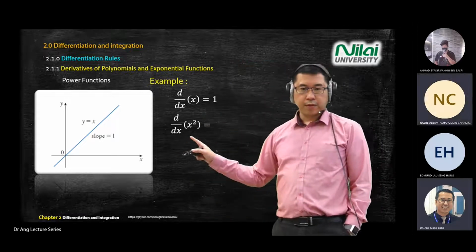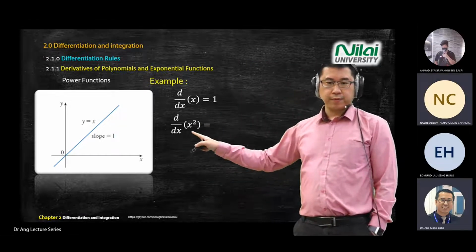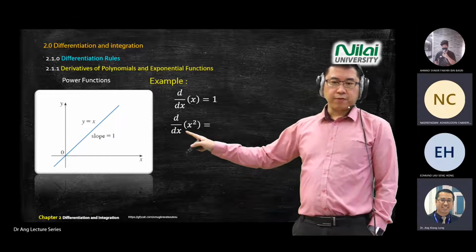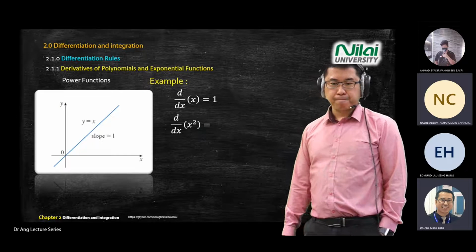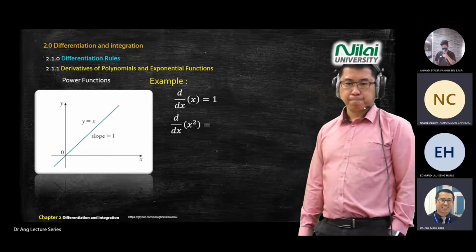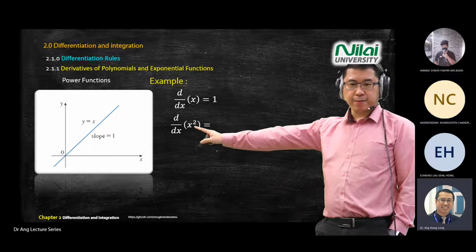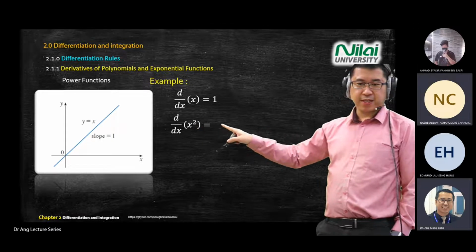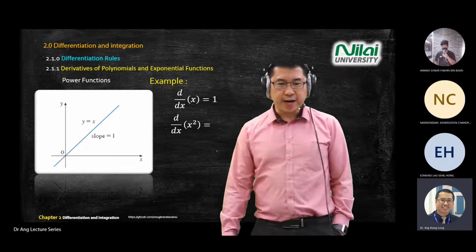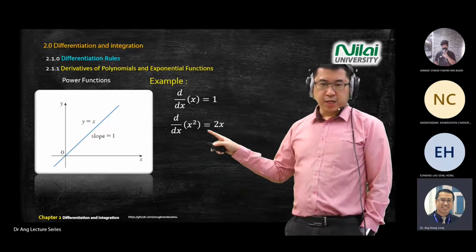What's that? What do you get? If you differentiate x power 2, what do you get? What is the answer? 2x. 2x, okay, correct. Equal to 2x.